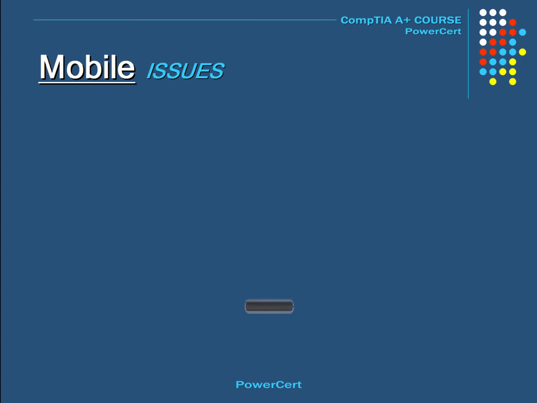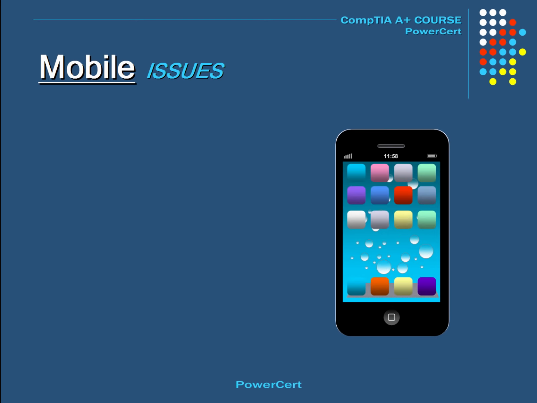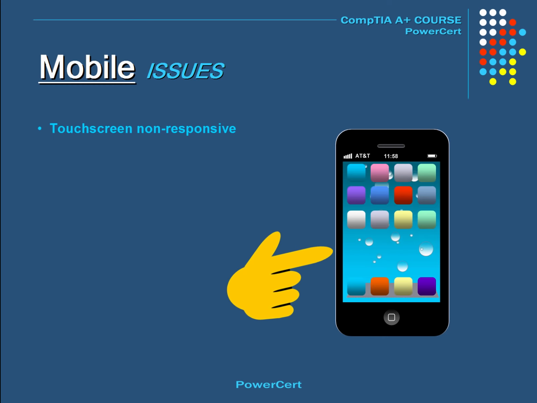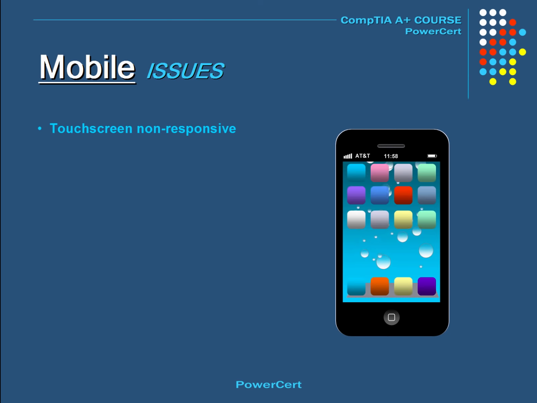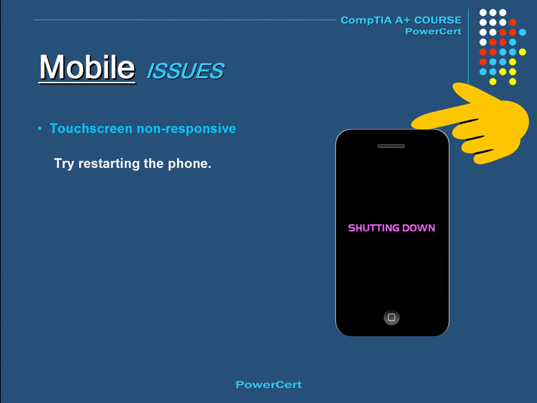You may come across issues when you're dealing with mobile devices such as cell phones. And two of the biggest cell phone operating systems are Apple and Android. A lot of cell phones today are touchscreen, and one of the common problems you may encounter with touchscreens is that sometimes they are not responsive. You touch the screen and nothing happens. So when this happens, the best thing to do in this case is to power off the phone and then turn it back on. And a lot of times this does fix the issue.